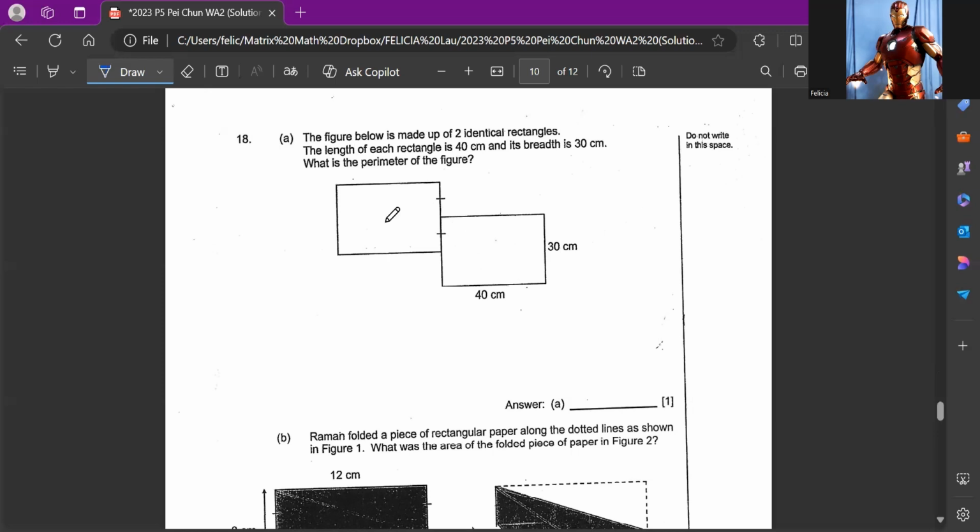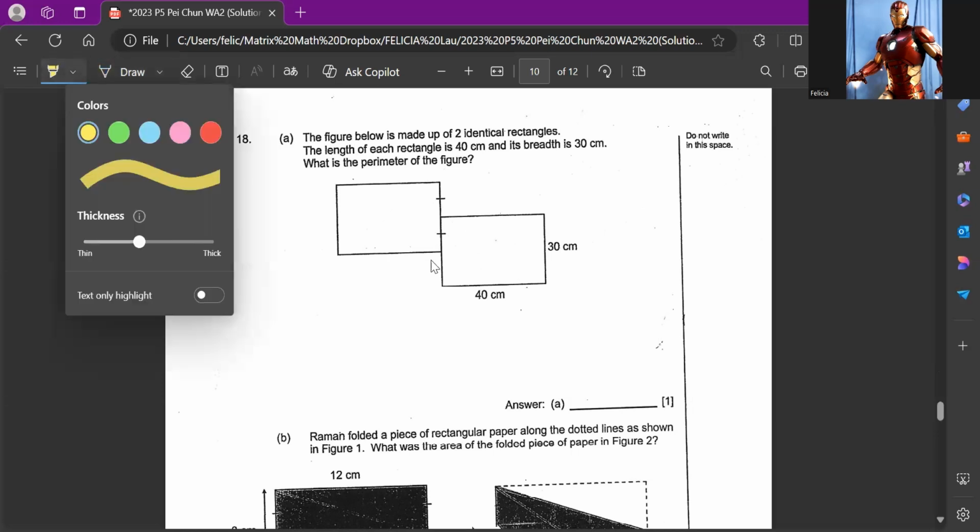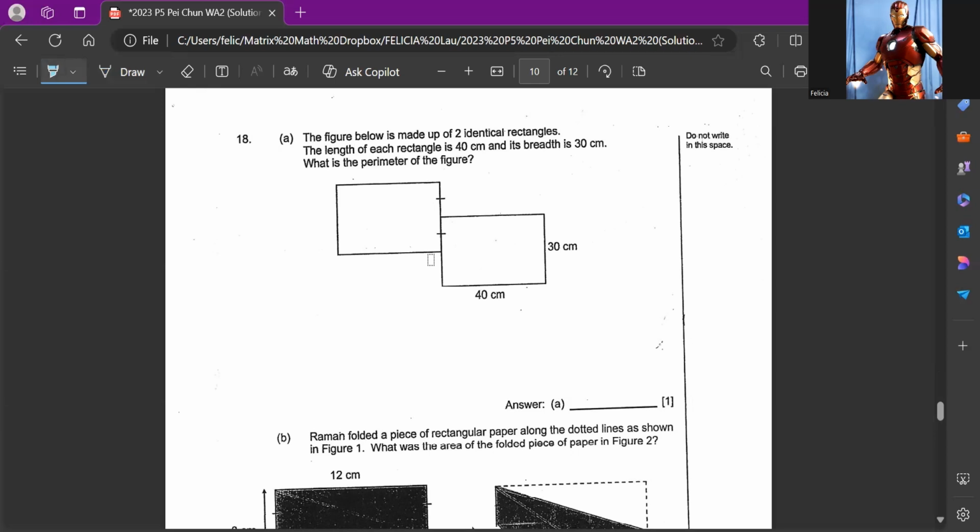For questions with such staggered arrangements, I normally like to use this cut and paste perimeter concept that some of you might have learned with us since P4. What I'll first do is use one color to highlight all the horizontal lines that form part of the perimeter. Definitely this is part of the perimeter, and this, and this as well, and this one. Those that I highlight in blue will be part of our perimeter.